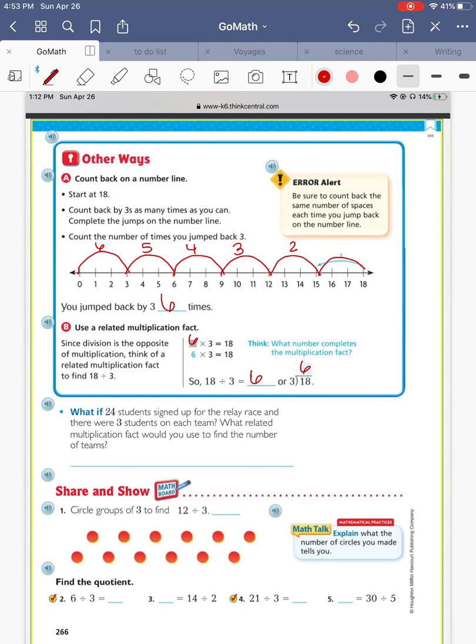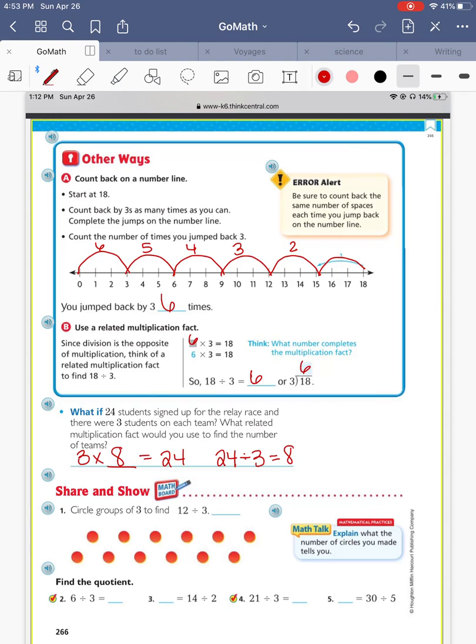What if 24 students signed up for the relay race? There were 3 students on each team. Write the related multiplication fact you would use to find the number of teams. So 3 times what number equals 24 would be the multiplication sentence. And then the division sentence would be 24 divided by 3 equals, and then the number. So we know that 3 times 8 is 24. So 24 divided by 3 is 8.